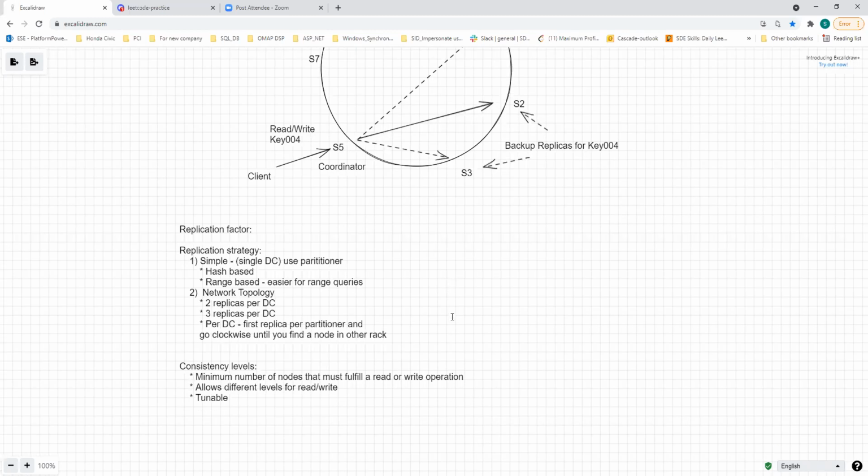And the second, the network topology strategy, is more important over here, because in the simple one, we were only focused on a single data center, but this strategy actually takes care of multiple data centers. And in a multi data center setup, each and every data center will have a different replication factor.